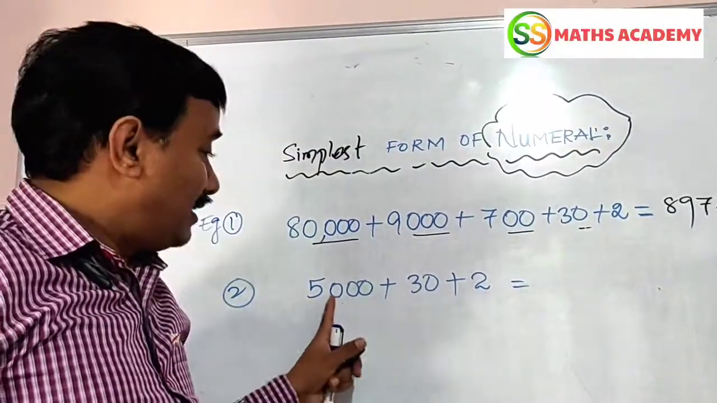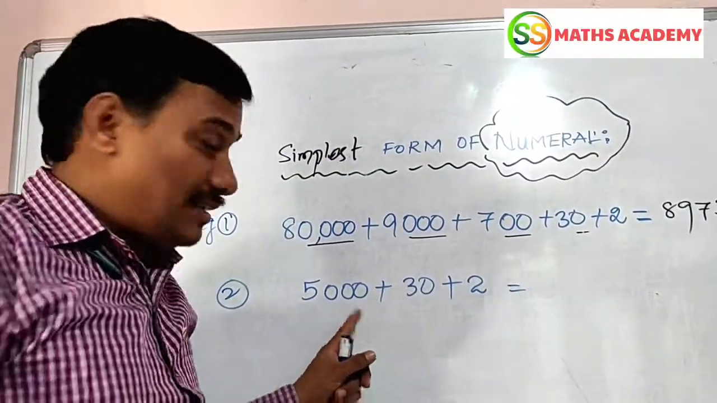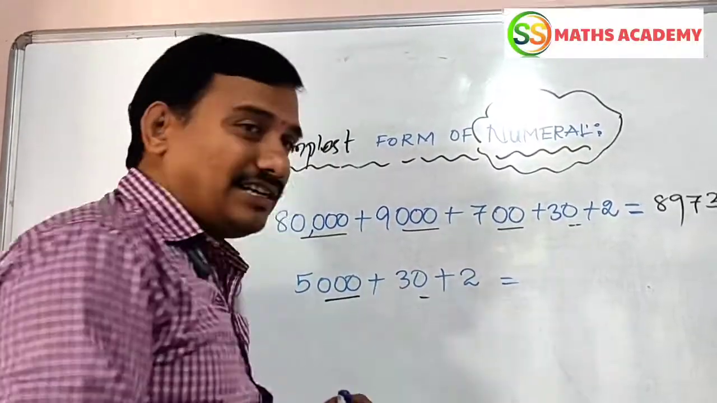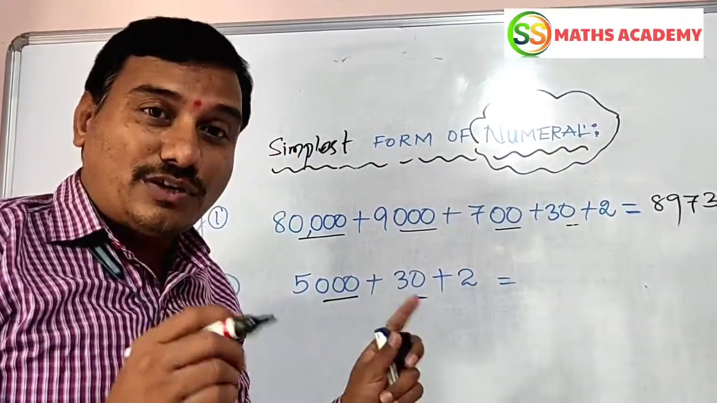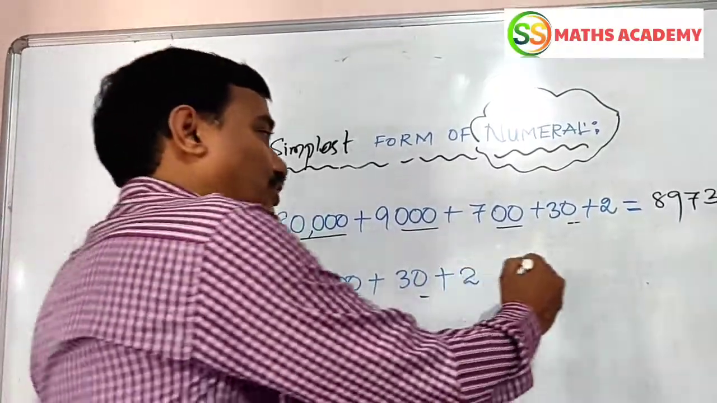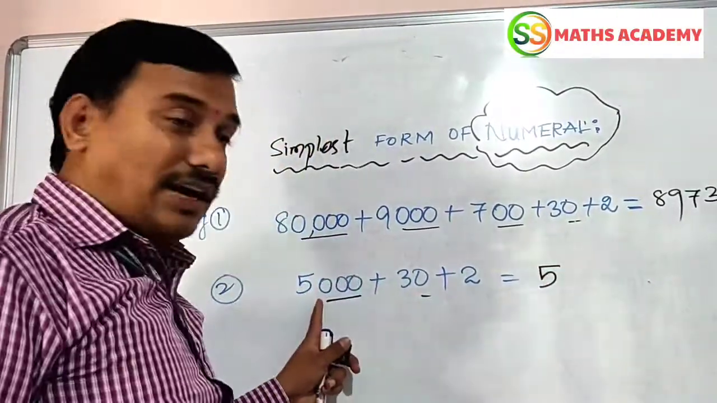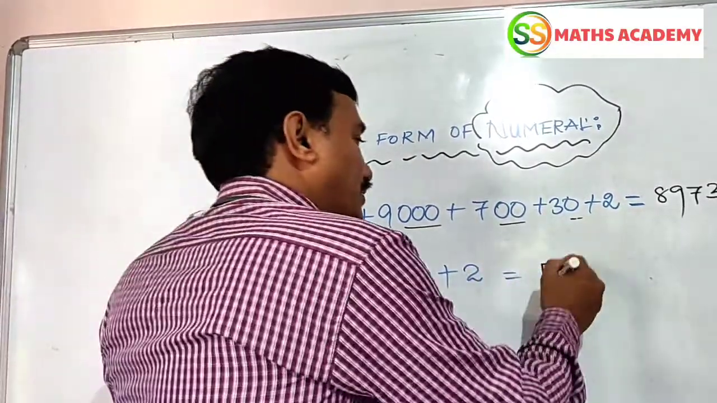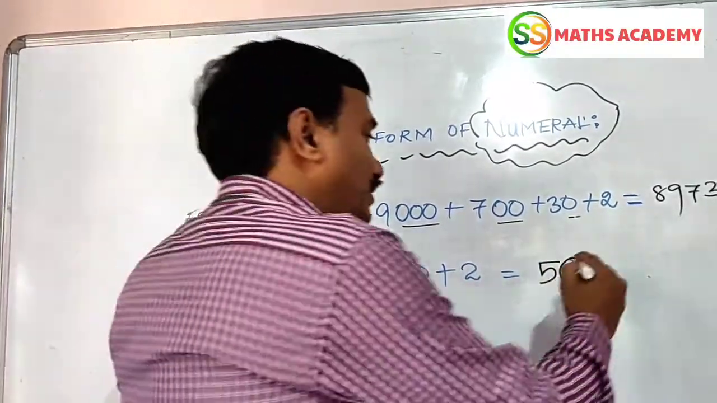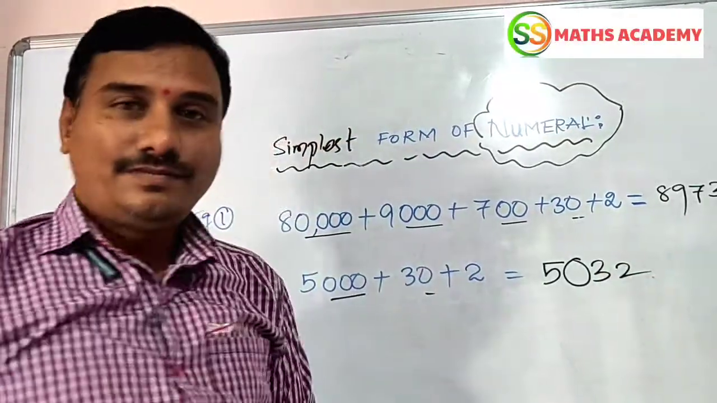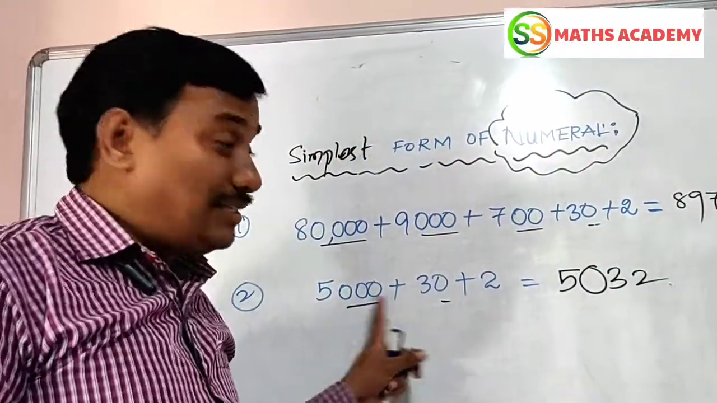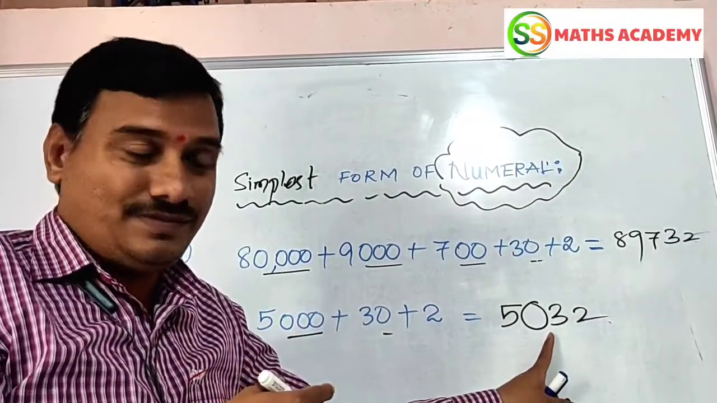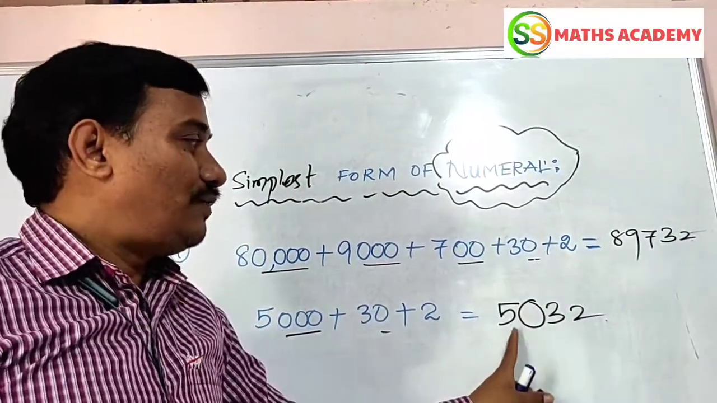Next, here you see 3 zeros. Next, 2 zeros are not there. 1 zero only is there. Such kind of questions, when you write in simplest form, first you write the number 5. 5,000; after that, hundreds is not there, which means it should be 0. Next, 30 means 3. Yeah, 5,000 means 5 only comes. Next, 100 is not there, so in the place of 100 you can write 0. Next 32. 5,032.